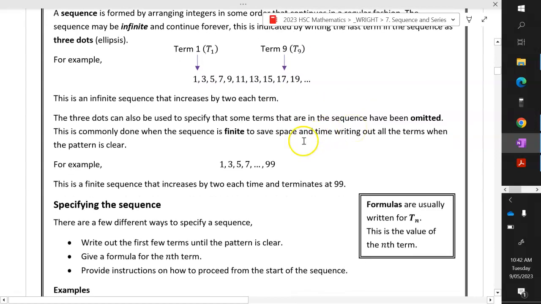The 3 dots can also be used to specify that some terms that are in the sequence have been omitted. And this is commonly done when the series or sequence is finite to save space and time by writing out all the terms. It would take a lot to write out this sequence or series below. So we've basically said, well, the pattern goes up in 2s. There's a whole lot of numbers between 7 and 99, but 99 is the last term, and the 3 dots or ellipses shows us that there's missing numbers.